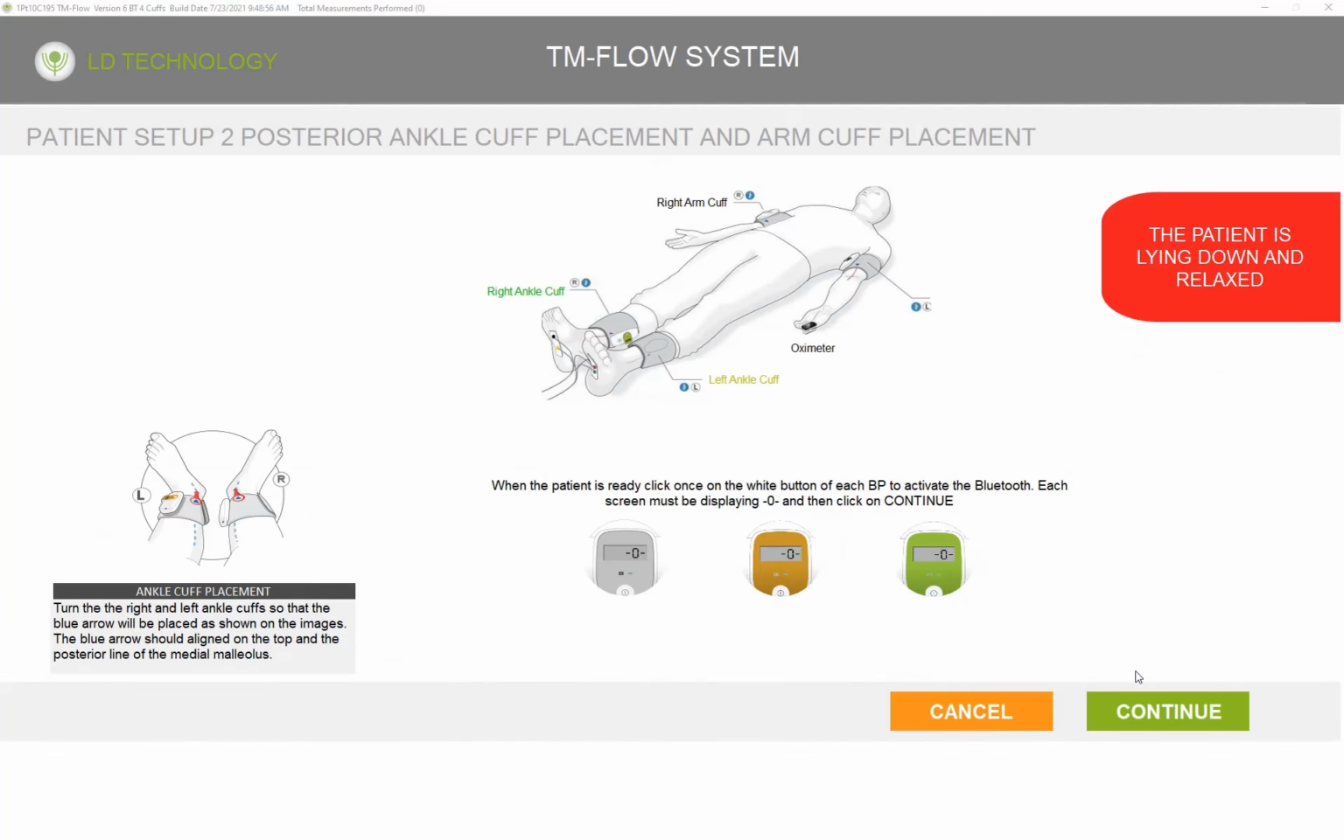Phase 2. Right arm and posterior artery of the ankles. Rotate the right and left ankle cuffs so the blue arrow will be aligned on the top of the posterior arteries. Click once on the white button of the gray, green, and gold blood pressure devices, and then click on the Continue button.